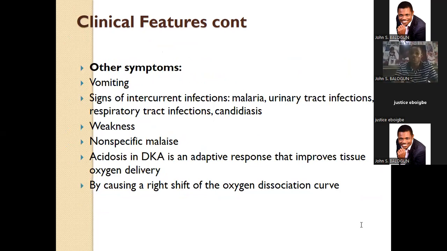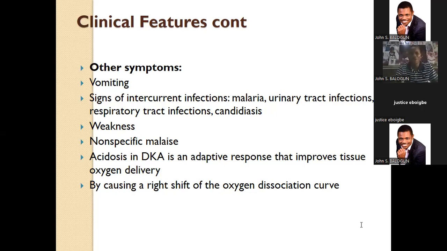There could be features of other illnesses, because most of this is caused by an infection, or often stimulated by one. A patient whose islet cells have been destroyed by antibodies all along may still be coping. But the moment that patient has a little illness, it exacerbates the underlying condition. So malaria can stimulate it, urinary tract infection can stimulate it, respiratory tract infections, or even candidiasis, especially in females, can stimulate it.